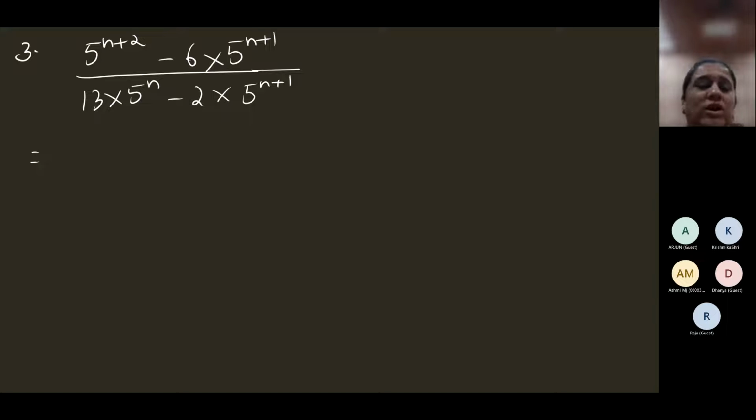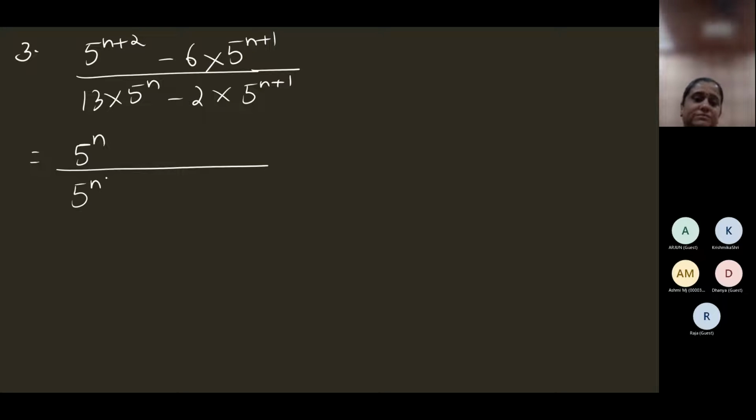But what is visible here? Here you can see 5 to the power n, 5 to the power n plus 1, and 5 to the power n plus 2. Of these, the least is 5 to the power n. So we take out 5 to the power n common. All right. So 5 to the power n is common in both the numerator and the denominator.